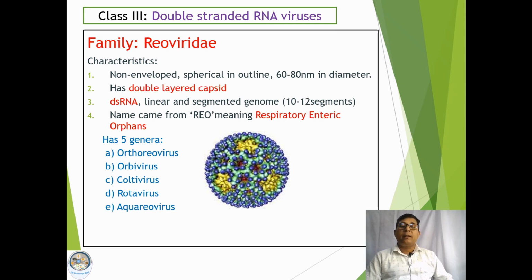The name Reoviridae, the Reo, comes from respiratory enteric orphans. It is the shortened form, three letters of respiratory enteric orphans. These three letters are taken to name the family as Reoviridae, because these viruses are mostly detected in cases of respiratory as well as enteric infection. The family Reoviridae has been divided into 5 different genera: orthoreovirus, orbivirus, cardiovirus, rotavirus, and aquareovirus.